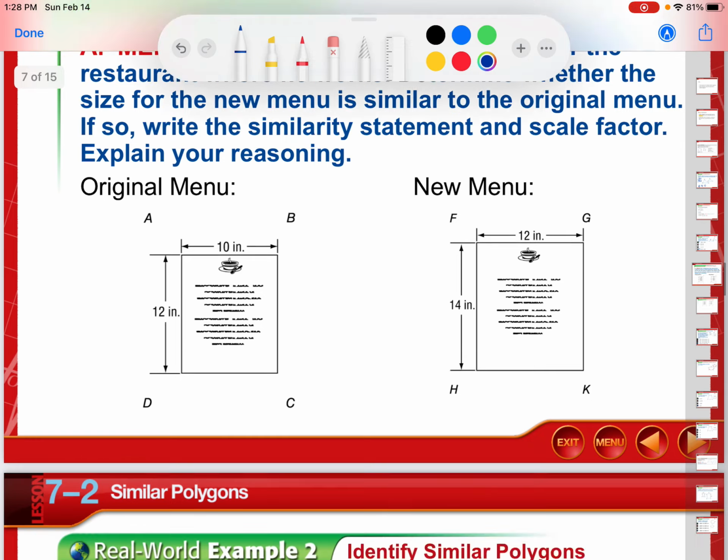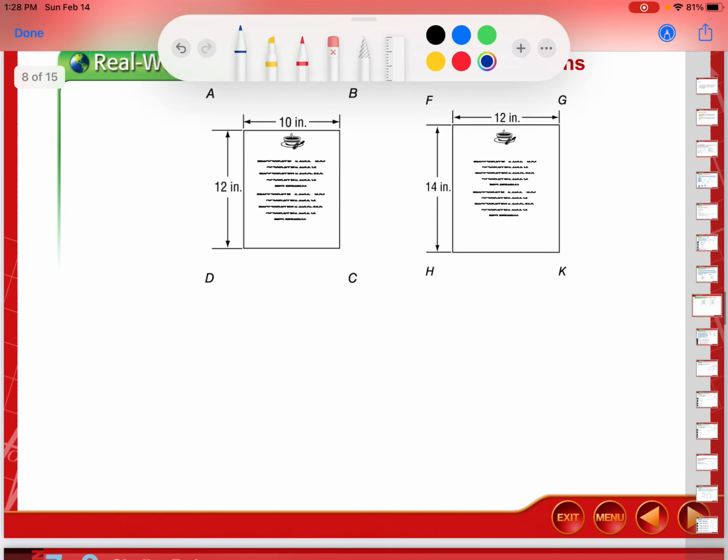So what we need to do is figure out if these menus are proportional. And how we're going to do that is we are going to set up a proportion. So for me to set up that proportion, I'm going to take side AB, which is 10 inches, and set that over side FG, which is 12 inches. And I'm going to set that equal to side AD, which is 12 inches, over side FH, which is 14 inches. So we need to figure out if this is in fact proportional.